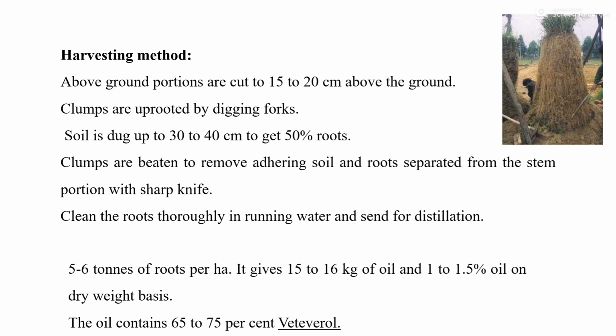In this way, 5 to 6 tons of roots per hectare we will harvest. It gives 15 to 16 kg of oil, and 1 to 1.5% oil on a dry weight basis. The oil contains 65 to 75% vetiverol.